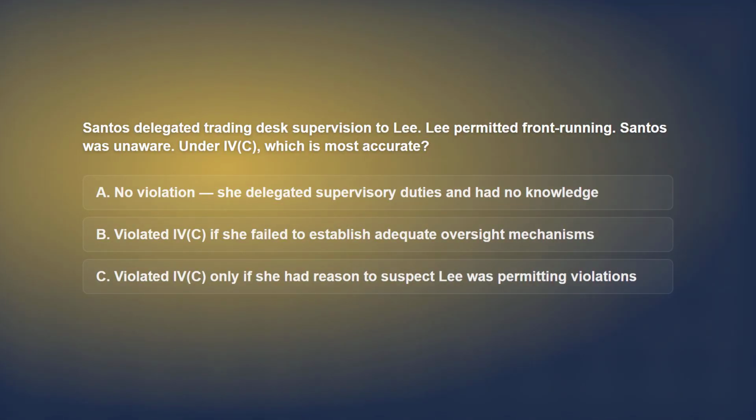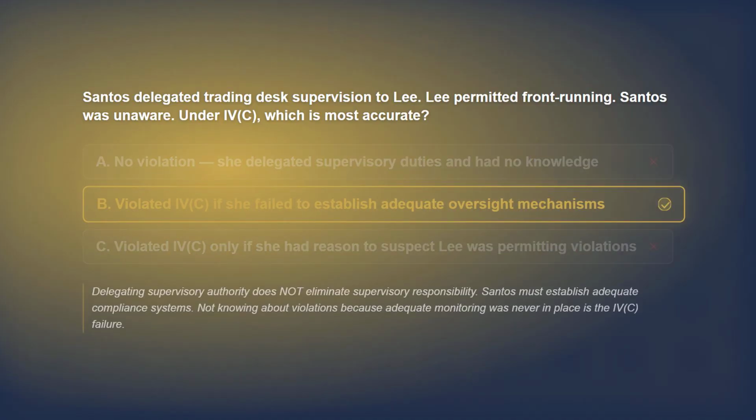Choice A, Santos has not violated IV-C because she delegated supervisory duties to Lee and was unaware. Choice B, Santos has violated IV-C if she failed to establish adequate compliance procedures and oversight mechanisms. Choice C, Santos has violated IV-C only if she had reason to suspect Lee was permitting violations. This is the delegation trap. Choose carefully.